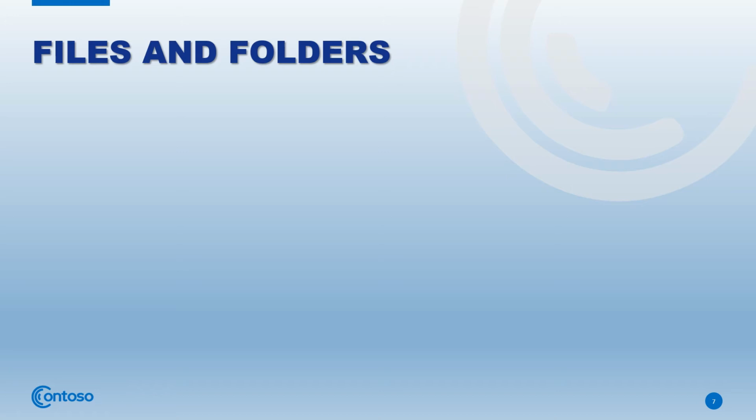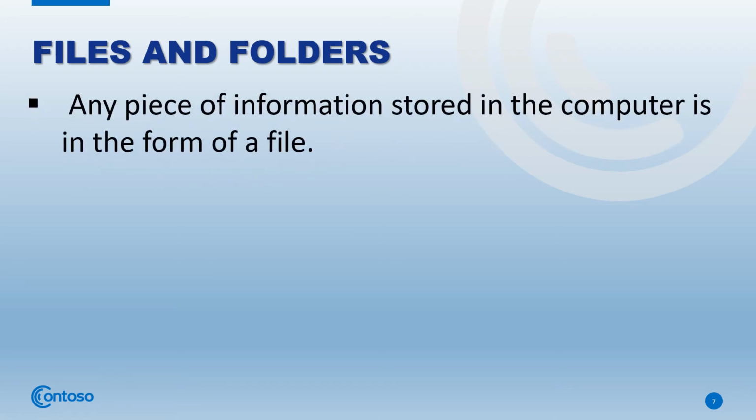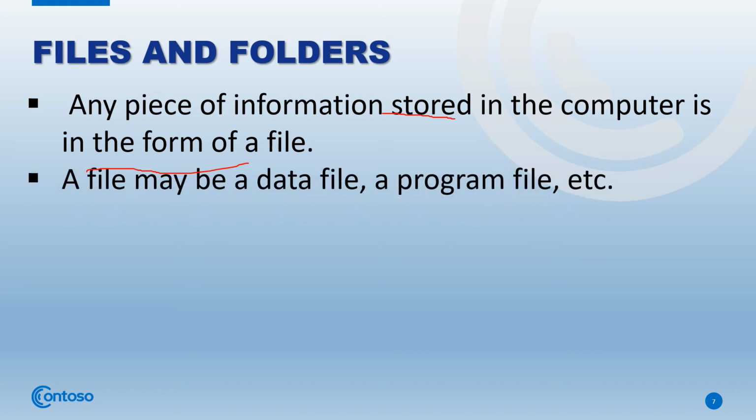Next we'll see about files and folders. First let's see about a file. What is a file? Any piece of information stored in the computer is in the form of a file. For example, if you create a video, it will be saved in the form of a file. If there is a video, we'll say video file. If there is an audio, we'll say audio file. Pictures will be saved as picture files. So a file may be a data file, a program file, etc.